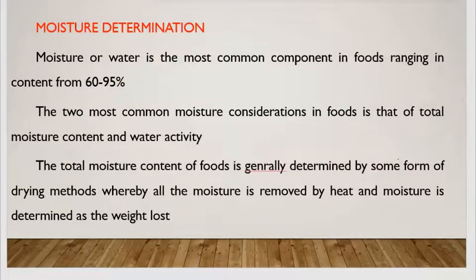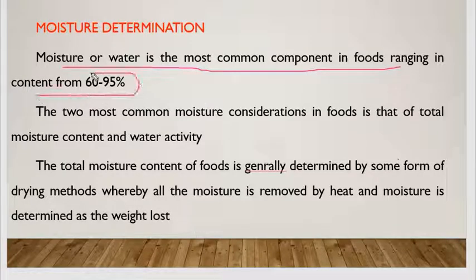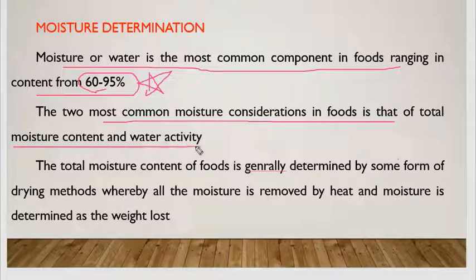So next one is moisture determination. Moisture, or water, is the most common component in food, ranging in content from 60 to 95%. So remember this. This may not be asked, but to know this is very important. The two most common moisture considerations in food are the total moisture content and water activity.